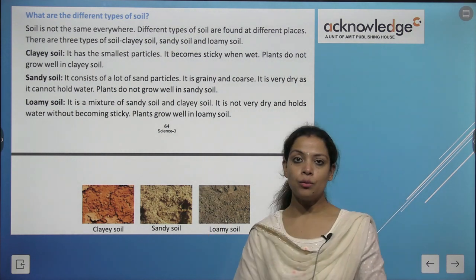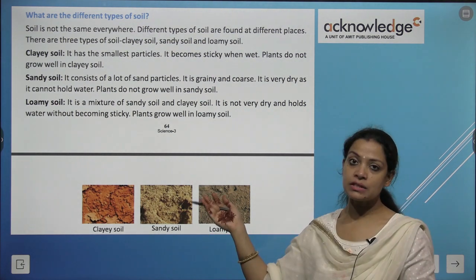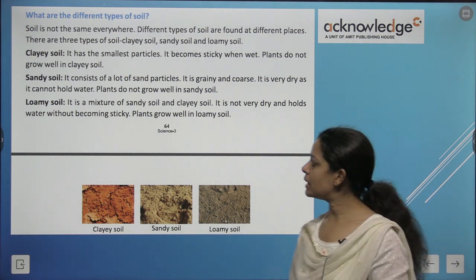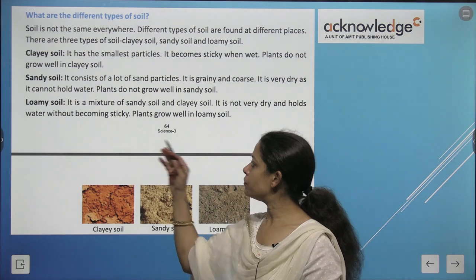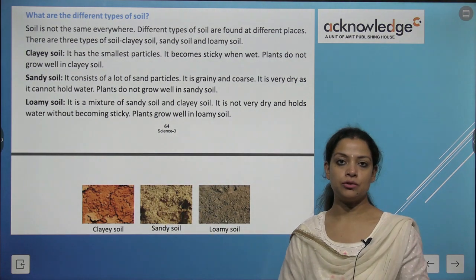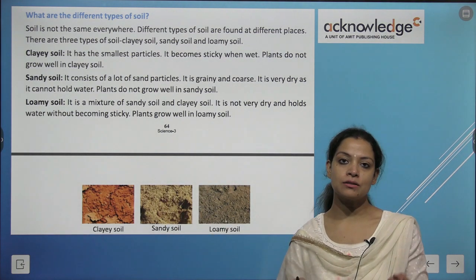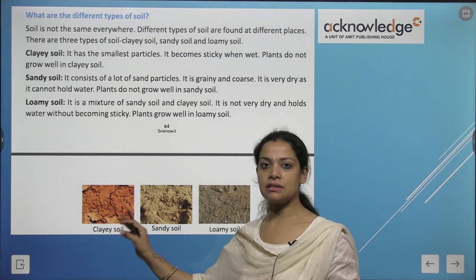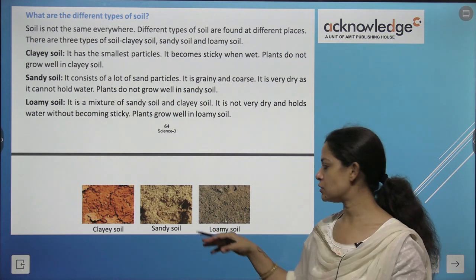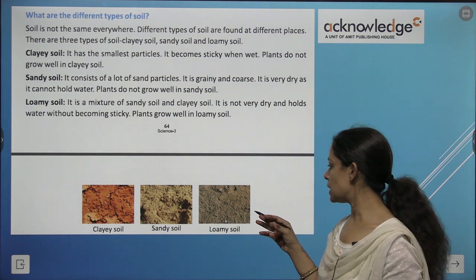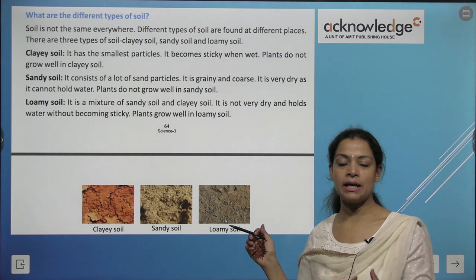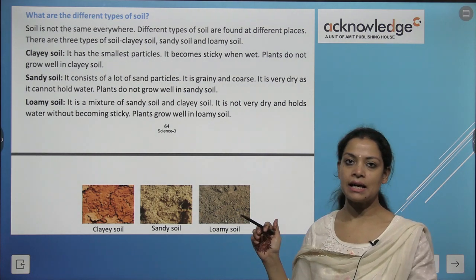Now we have loamy soil. It is a mixture of sandy soil and clay soil. Correct? Now it is not very dry, not very moist. So plants grow well in loamy soil. So which kind of soil is good for plants? Loamy soil. So we have clay soil which is moist, sticky. We have sandy soil which is dry and coarse, and loamy soil, जहाँ पे ये fertile land होता है, which is good for agriculture and farming.